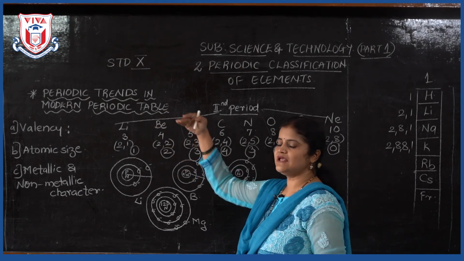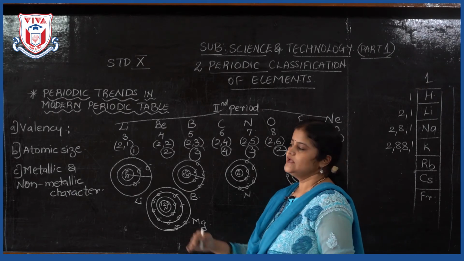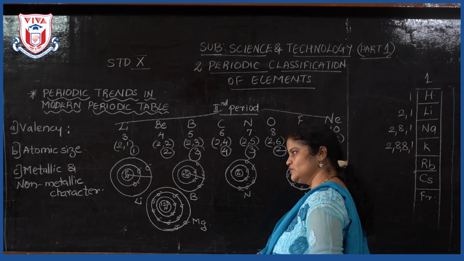Now this happens in every period. This was regarding the second period. And so we can conclude that atomic size in a period decreases from left to right.